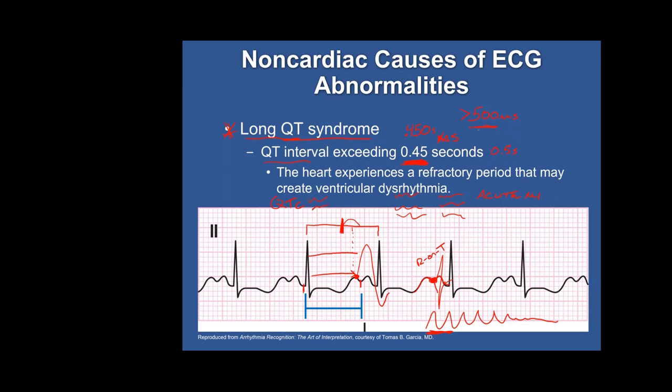So two ways: remember greater than 500 if you want milliseconds, or the textbook narrows it just a hair and says 450 milliseconds or 0.45 seconds. Or the other one, the quick and dirty, again, is the T wave being longer than half the distance between two QRS complexes, which mathematically pushes us into that territory as well.